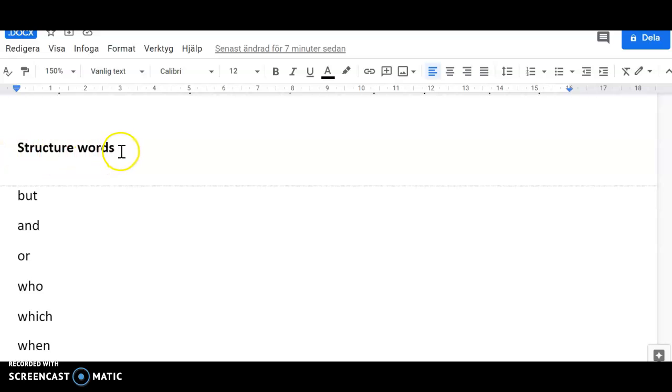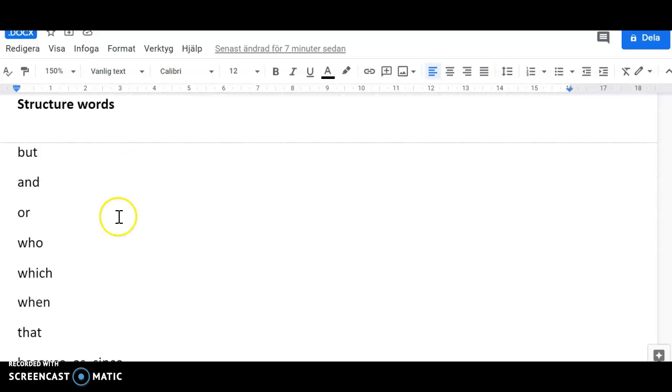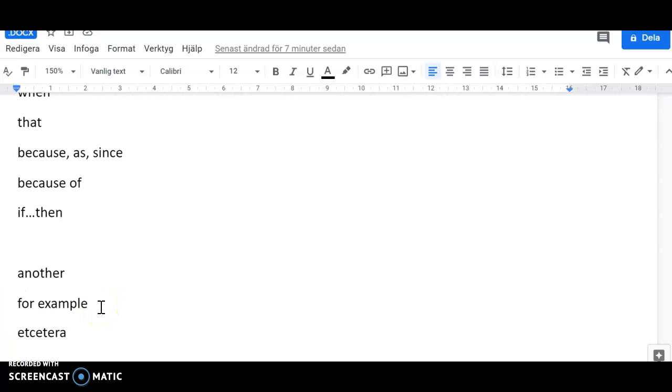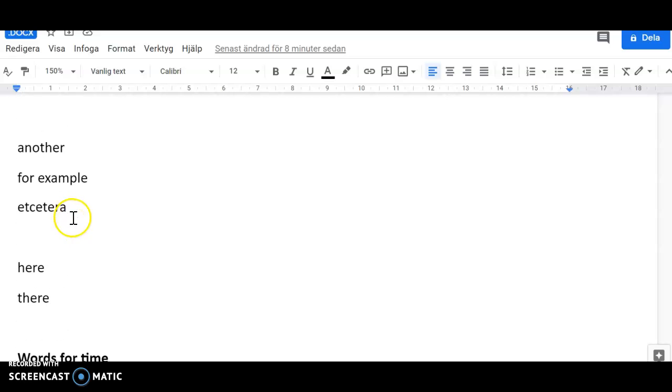Structure words. Ord för att få lite struktur på din text. Göra grammatiken och ordförrådet mer varierad. But, and, or, who, which, when, that, because, as, since, because of, if, then. If you come tomorrow, then we can have dinner. Another, for example, etc.